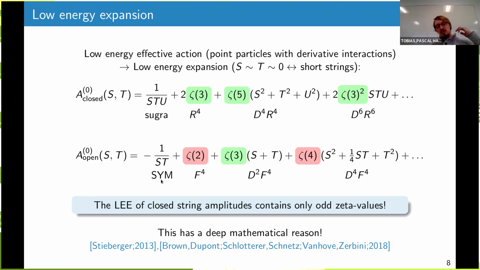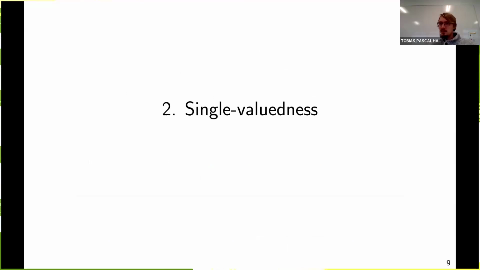For the open string amplitude, we get super Yang-Mills plus, again, derivative contact terms. But in this case, we also get even zeta values like zeta 2, zeta 4, and so on. So maybe this could be some coincidence, but this fact that closed string amplitudes have only odd zeta values has actually quite a deep mathematical reason. And this has been studied by many people, and this will lead us to the next part, because this has to do with single-valuedness. So let's now talk about single-valuedness and how it appears in string amplitudes.